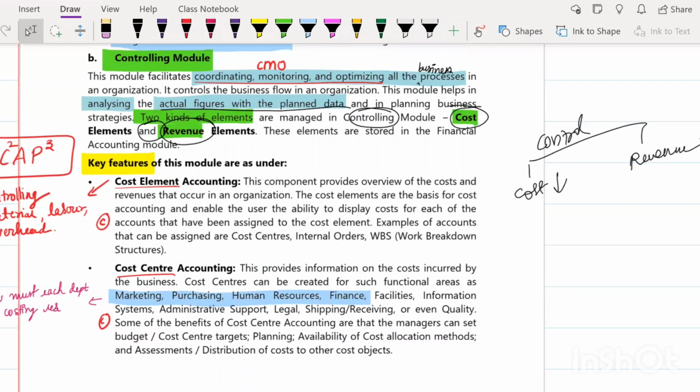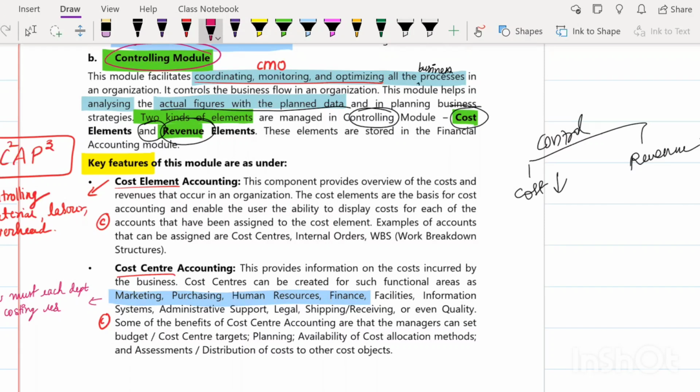Next, what we are going to study is your controlling module. So one module we have completed, which is your financial accounting module. We are moving on to the second module, which is your controlling module. Whenever you see, control is one of those aspects which is very, very important to a company, because only if you have control will all the things that are working in the company work right.